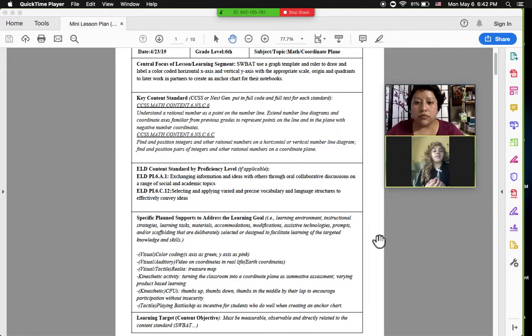And our other standard is: find and position integers and other rational numbers on a horizontal or vertical number line diagram. Find and position pairs of integers and other rational numbers on the coordinate plane. This is pretty much what.